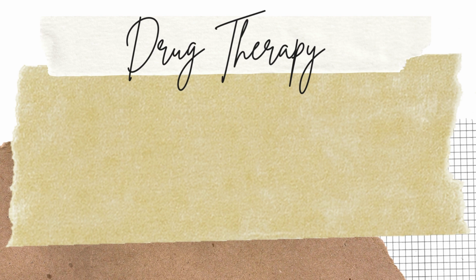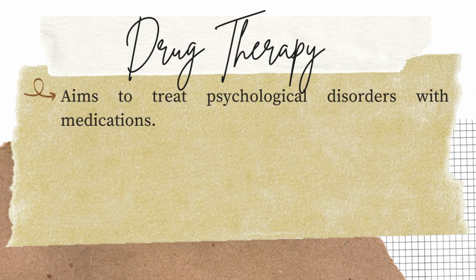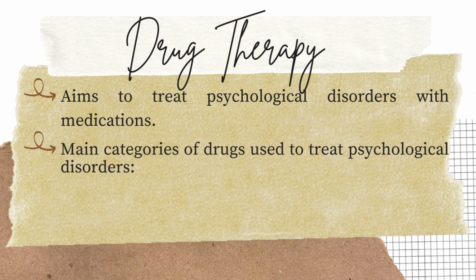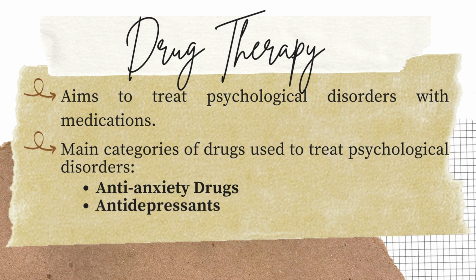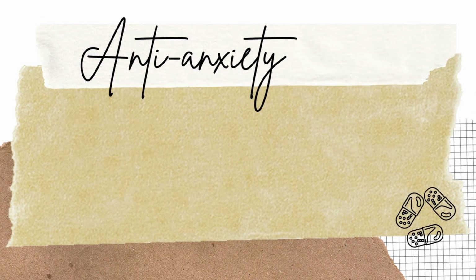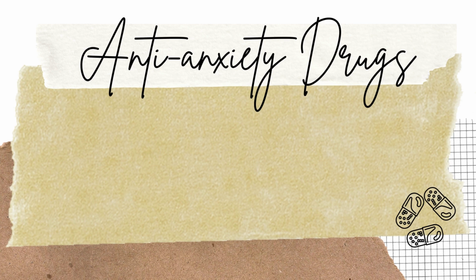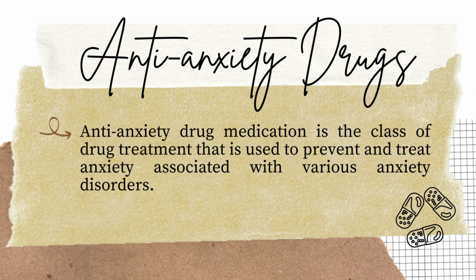First is drug therapy, which aims to treat psychological disorders through medication, and is usually combined with other kinds of psychotherapy. There are three main categories of drugs used to treat psychological disorders: anti-anxiety drugs, antidepressants, and antipsychotics. Anti-anxiety medication is used to prevent and treat anxiety associated with various anxiety disorders.